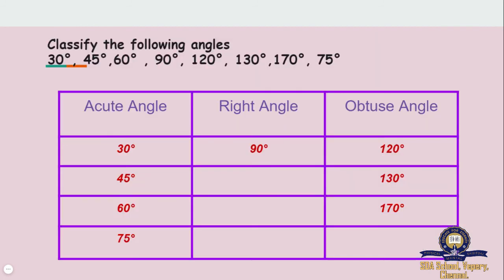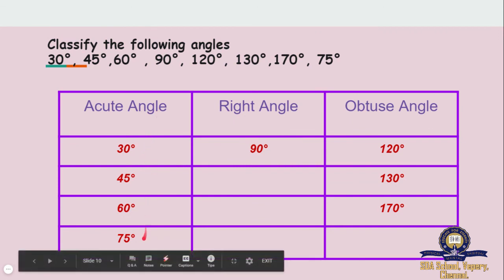Okay, classify the following angles. So we learned the number which is less than 90 degree is acute angle, the number greater than 90 degree is obtuse angle and the number equal to 90 degree is right angle. So here we can see what are the numbers less than 90 degree. 30 is less than 90 degree, 45 is less than 90 degree, 60 is less than 90 degree and 75 is less than 90 degree. So numbers less than 90 degree are acute angle. So I have kept in 30, 45, 60, 75. All these are acute angles.